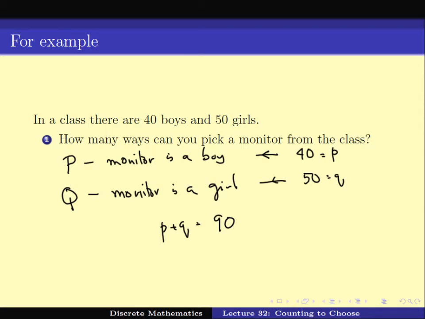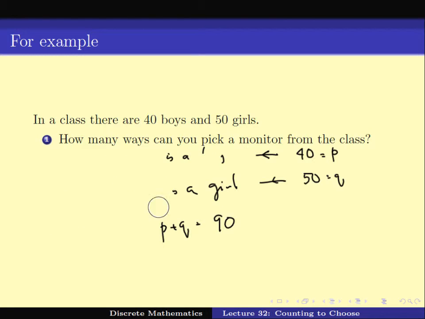Now you might think that this is a very stupid kind of example. I could have just straight away said that the number of ways of picking a monitor from 90 students is 90. You are right, it is just an example for showing the additive rule. The additive rule is something really simple, but we do apply it all the time, and we will be coming back to it in the next-to-next video, when we will see some more complicated examples for the additive rule.